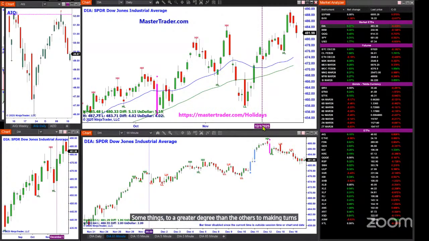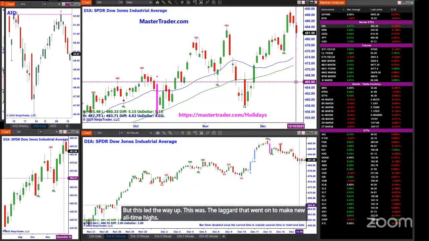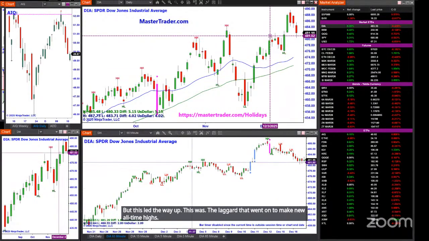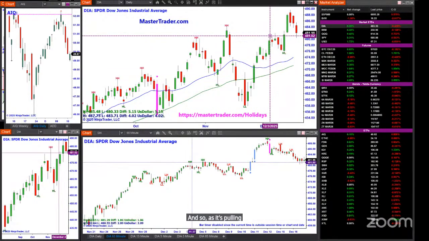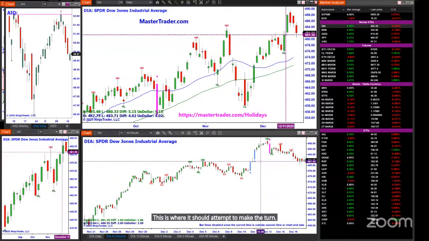You can see the diamonds here. There's no turn here. There's no bottoming tail bar. But this led the way up. This was the laggard that went on to make new all-time highs. And so as it's pulling back here to this minor support level, this is where it should attempt to make the turn. And well, this is the day chart.